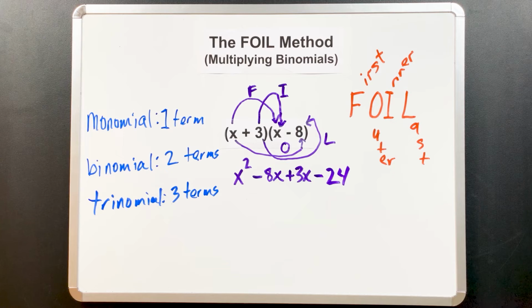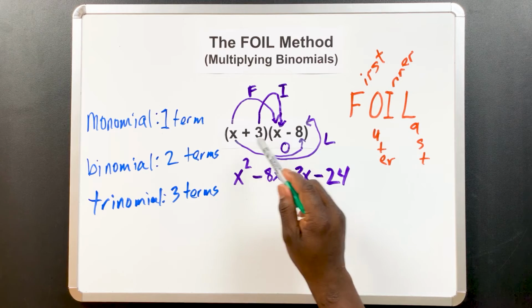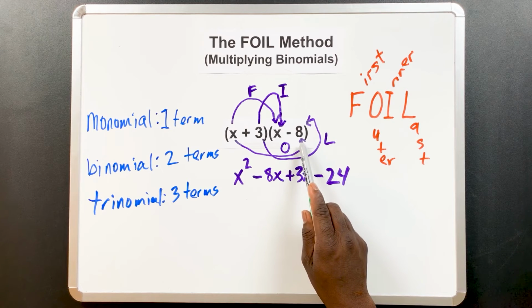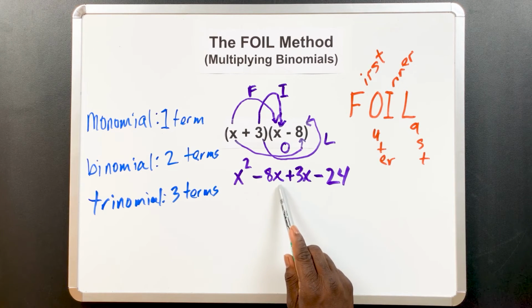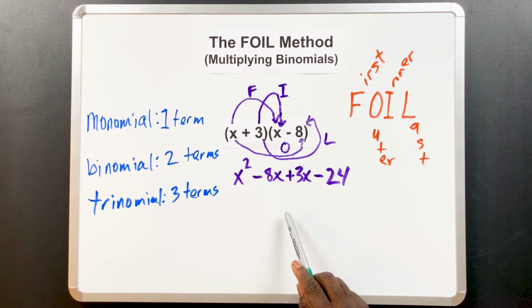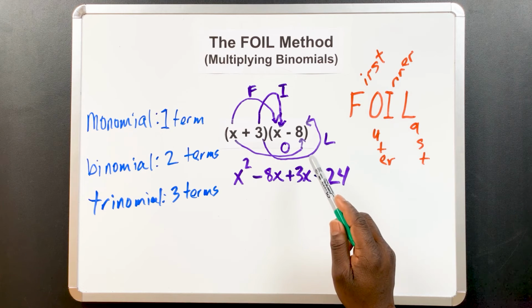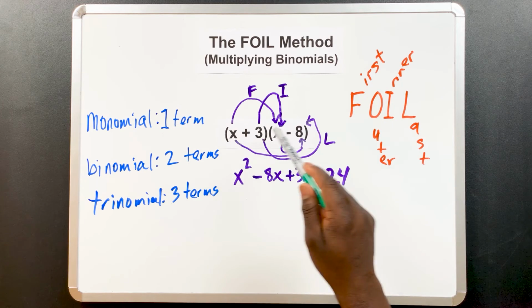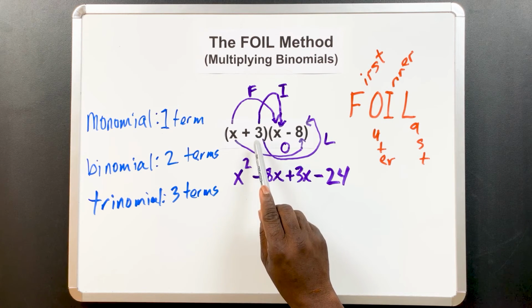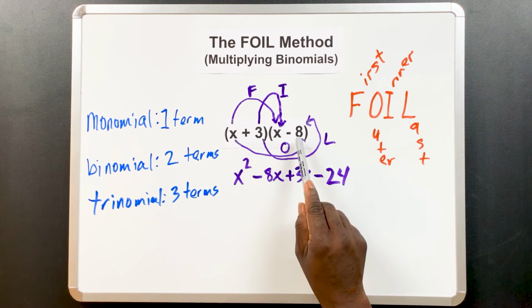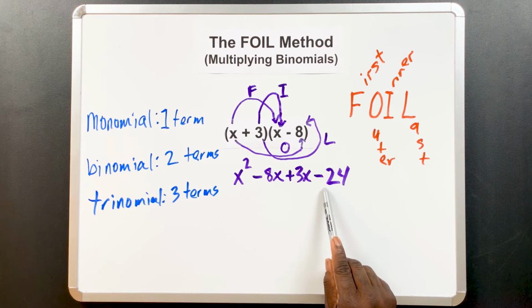Now, let's just review what we just did. X times x, that's first, that's x squared. X times negative 8 is negative 8x. That's the outer, these two outer terms. Now let's go with 3 times x, that's your plus 3x, and then 3 times negative 8. That's negative 24.